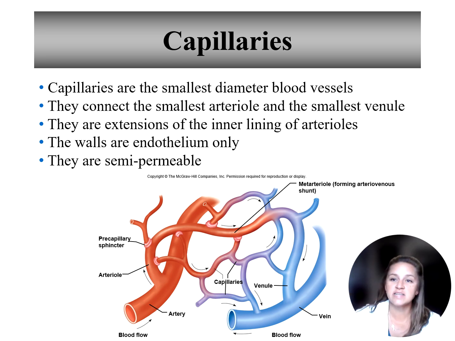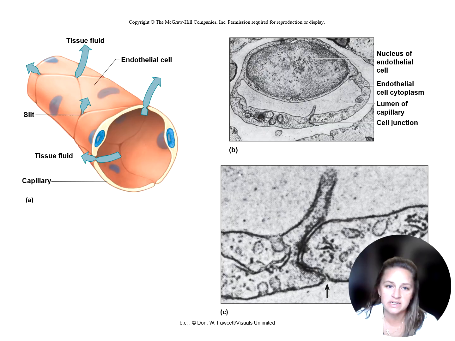And these are semi-permeable, these capillaries. So if you look here, we'll see that this is just one cell thick, this capillary. And you can see even here in this micrograph picture that there's kind of little spaces in there where things can kind of leak through. And we saw this when we talked about white blood cells and how white blood cells can kind of sneak through these endothelial cells in these spaces.